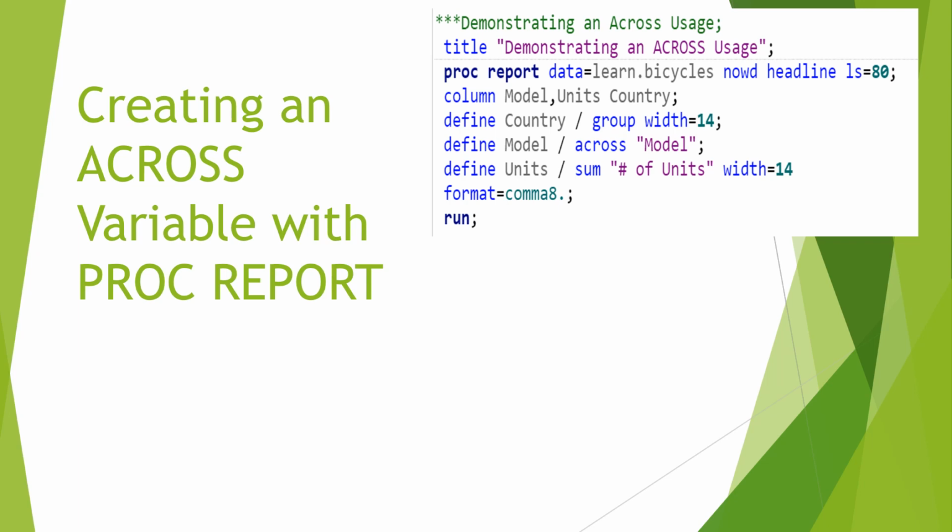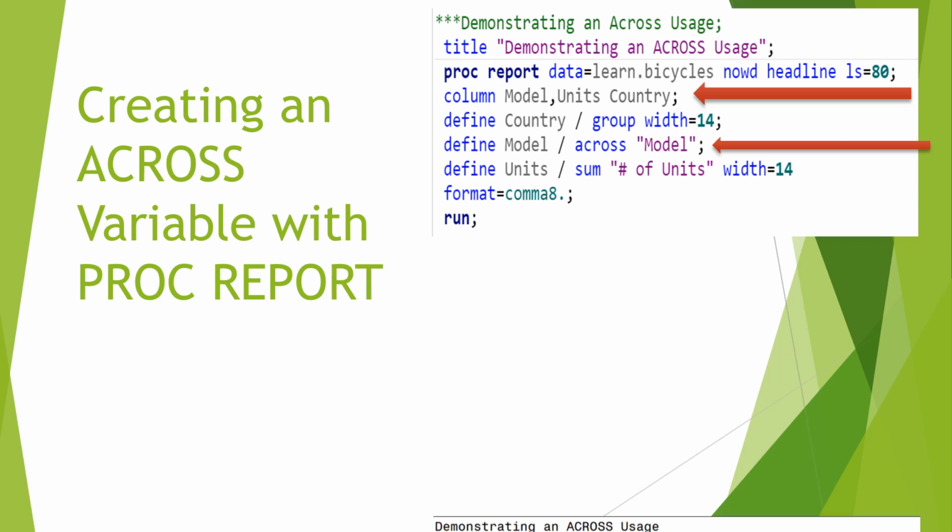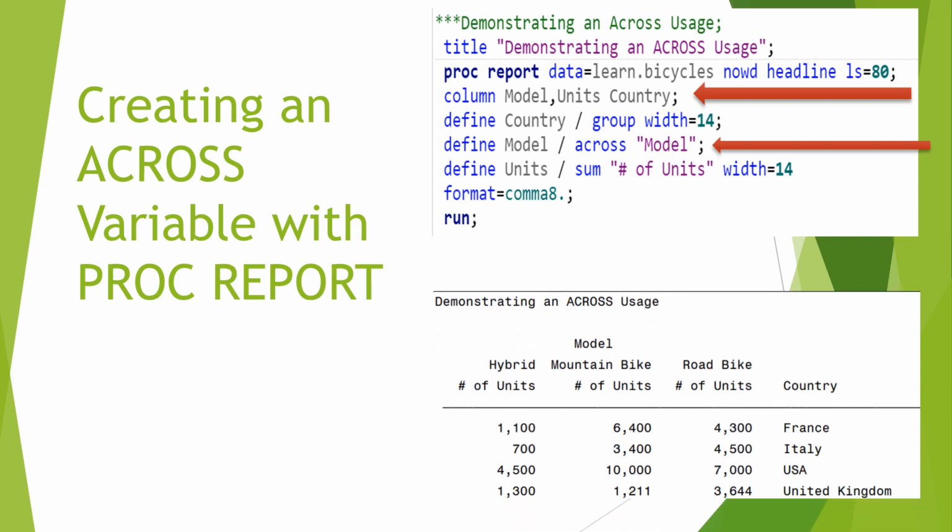Besides defining model as an across variable, you need to tell the procedure what value you want to display for each row of the table. Notice the model, unit term in the column statement. This is an instruction to PROC REPORT to report the number of units within each category of the model. The listing here should help to clarify how it works.